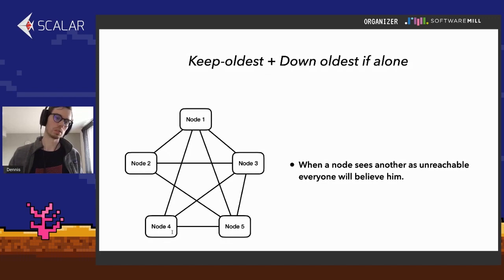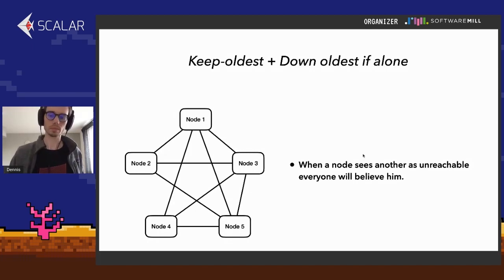Node 4 will do the same thing and detect node 2 as unreachable, and then gossip it out again. The only thing not happening is that when a node sees an unreachability detection of itself, it won't believe it. So we have this here, and I'll show you a scenario of how this can lead to a split brain if you're using, for instance, the keep oldest strategy with the down oldest if alone configuration.